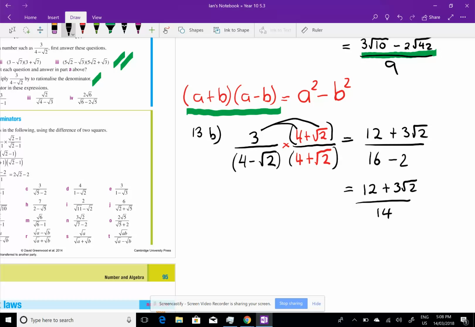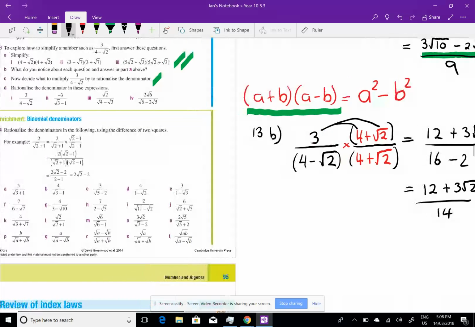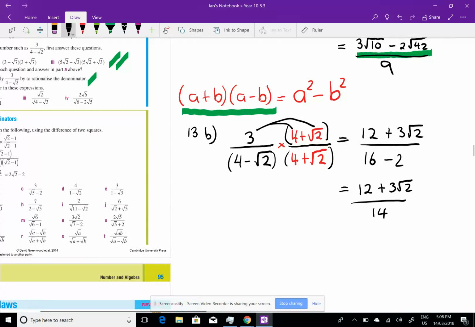And I checked that for question 13. Well, it doesn't give me the answer for that. It does tell me what I need to multiply by. Now, that thing that we are asked to multiply by is called the conjugate.